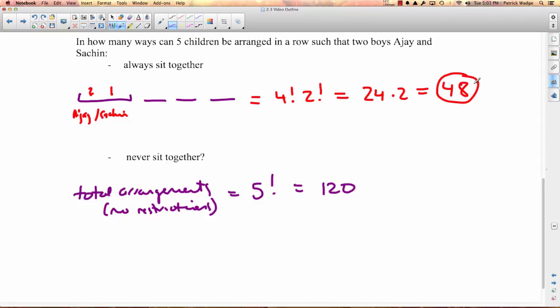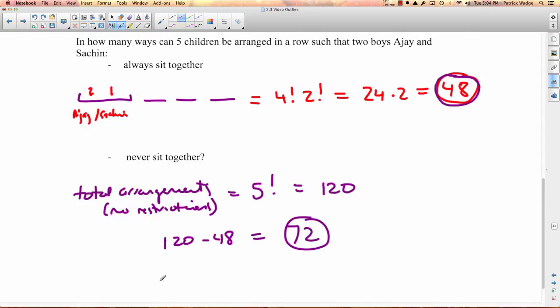Now, these 48 ways, remember this is part of the same question, are all the ways that these 2 boys will be sitting together. But we don't want them to sit together. Well, if there's 120 ways that boys can sit and 48 have these 2 sitting together, then there must be 120 minus 48 ways that have the 2 boys not sitting together. 120 minus 48 is 72, and this is your answer.